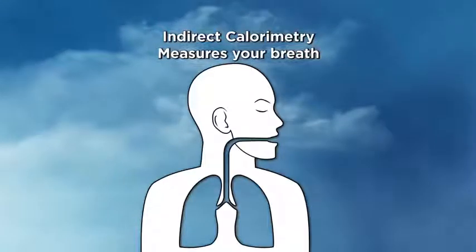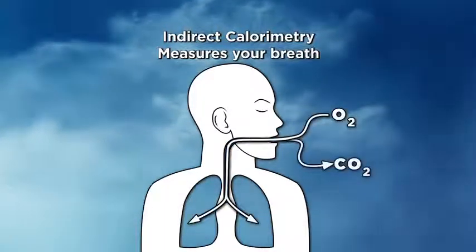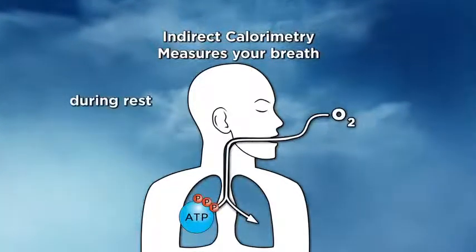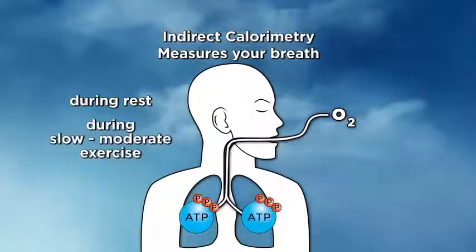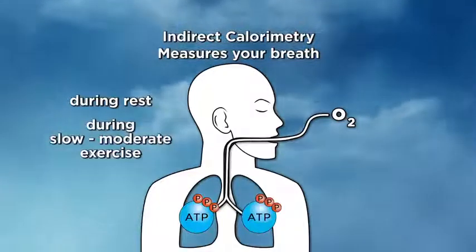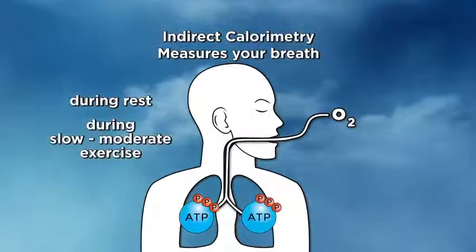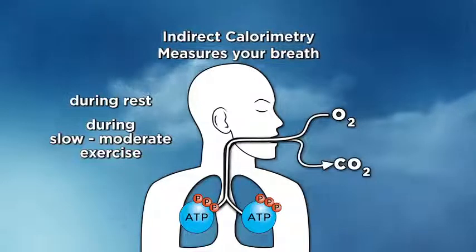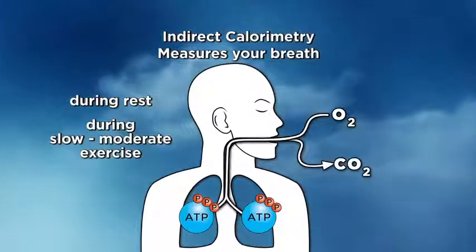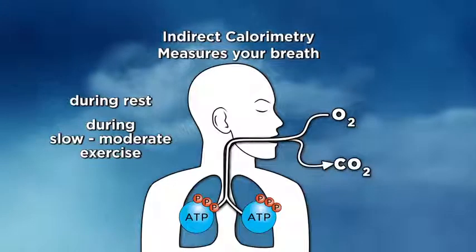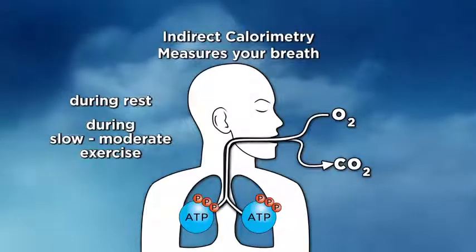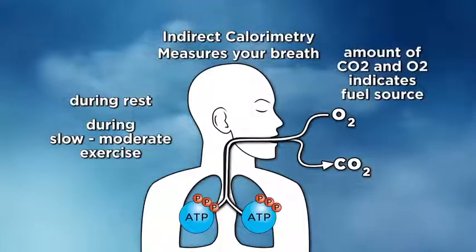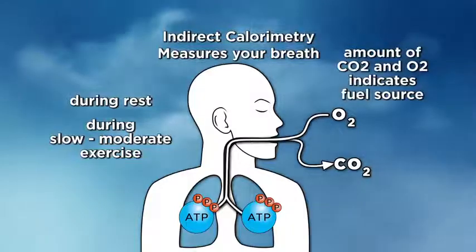Recall that during metabolism, oxygen is used and carbon dioxide is produced. Oxygen is needed to produce ATP during rest and during slow to moderate intensity exercise. At the same time, as you break down stored fuels in your body for energy, you produce a product called carbon dioxide. And carbs, fats, and protein all have different amounts of oxygen that is needed to fully break them down for energy, meaning that different amounts of carbon dioxide and oxygen in your breath can indicate the type of fuel that you are burning.